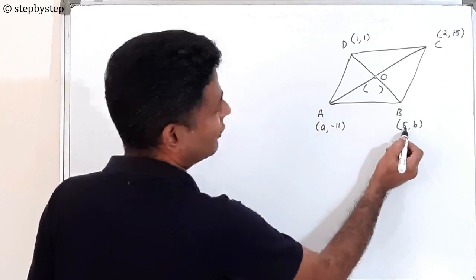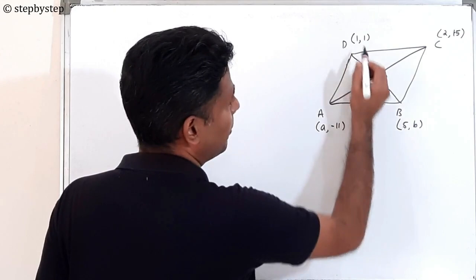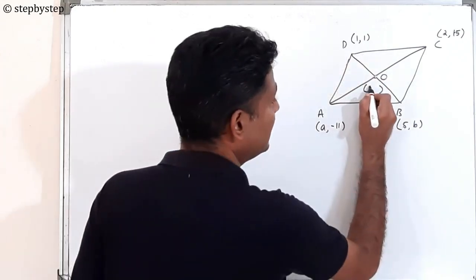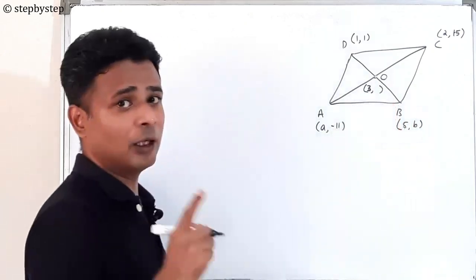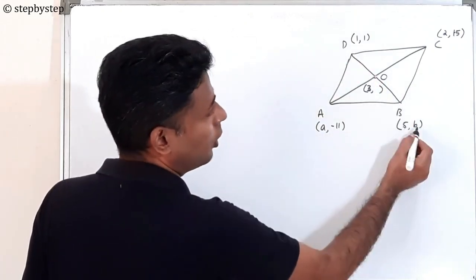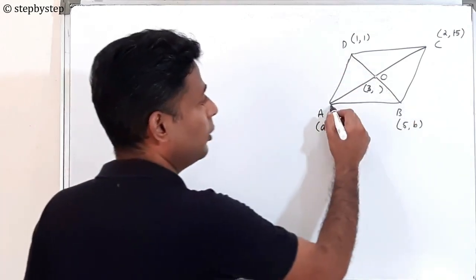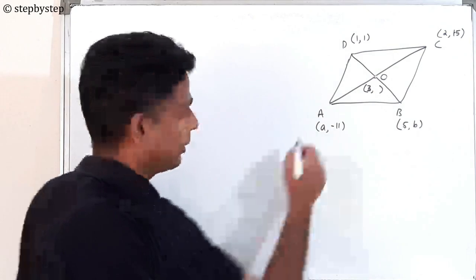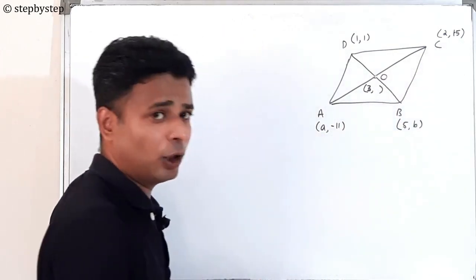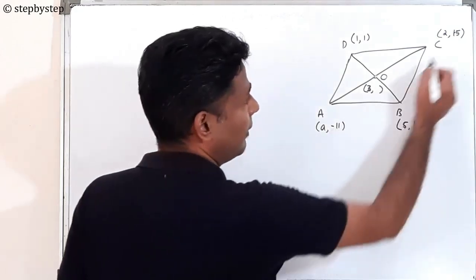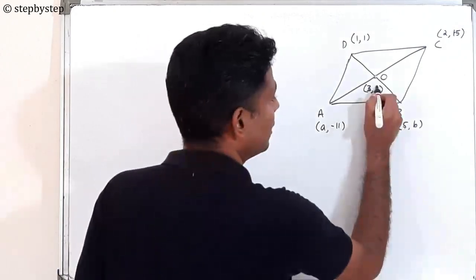So X1, that is 5, plus X2, that is 1, (X1 plus X2) by 2. So (5 plus 1) by 2, 6 by 2, that is 3. So using the midpoint formula for this line, we found the X value. Now to find the Y value, can we use this? No. Why? Because the Y value for this point is not known. So we'll use this line to find the Y coordinate. Here the Y coordinates of both are known. So what is the Y coordinate? (Y1 plus Y2), so (minus 11 plus 15) by 2, that is 4 by 2, that is 2.